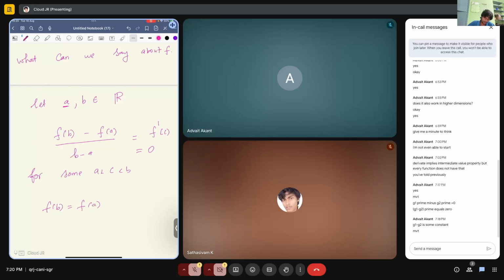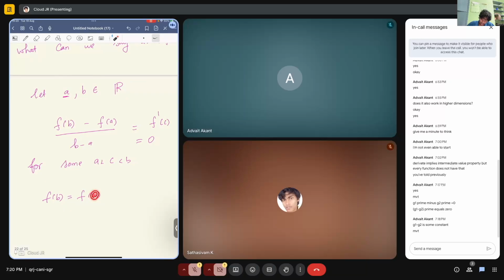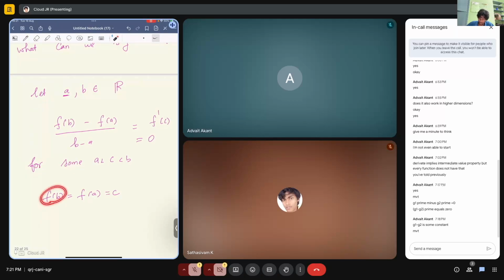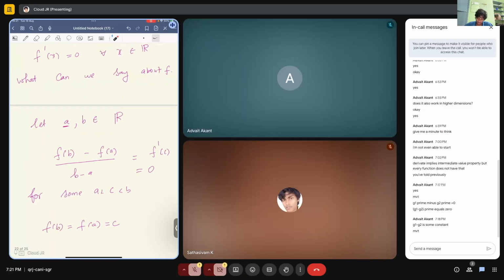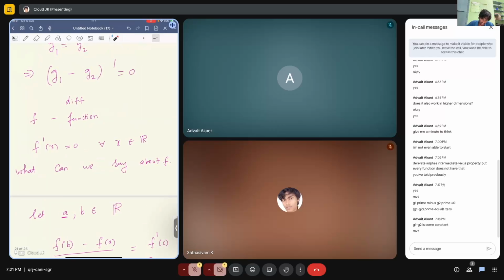And this is true for any a and b. In particular, you can fix a, so call f of a equal to c, then you can vary over any b, and whatever the b, f of b is also equal to c. It's a simple application of the mean value theorem. So that tells you that if your function has derivative 0, then f is constant.